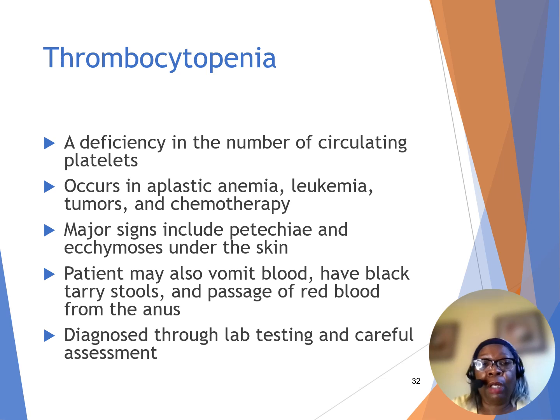Okay. So, patients may also vomit blood, have black tarry stools, and passage of red blood from the anus. This is diagnosed through lab testing and careful assessments. Now, you're going to be looking at labs, right? Which labs are we looking at? CBC, because we want to look at what? The platelet count. We said this was a platelet issue.